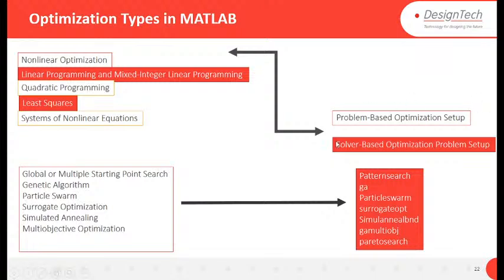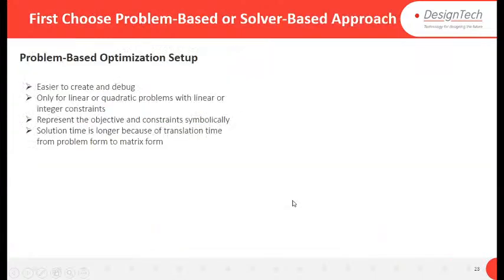Okay, so two ways you can optimize your objective function. You can choose problem based or solver based. In global optimization, we have different kinds of algorithms like pattern search, genetic algorithm, particle swarm, surrogate, simulated annealing, multi-objective Pareto search. These kinds of algorithms are available in global optimization. So I am going to show you problem based first of all.